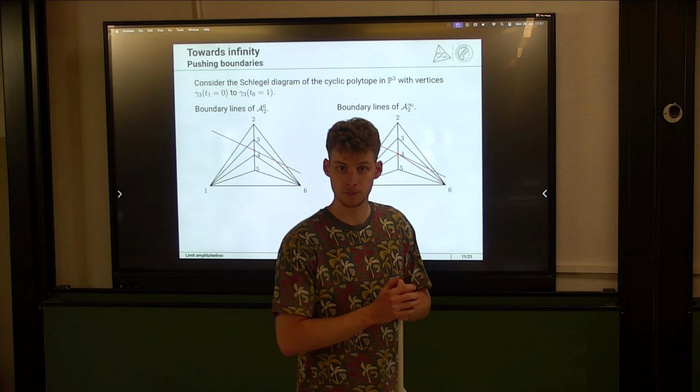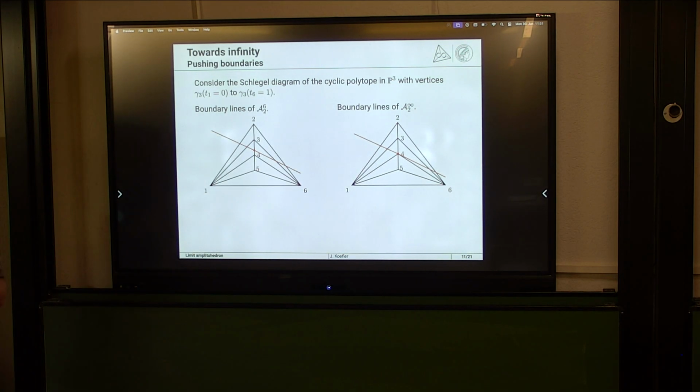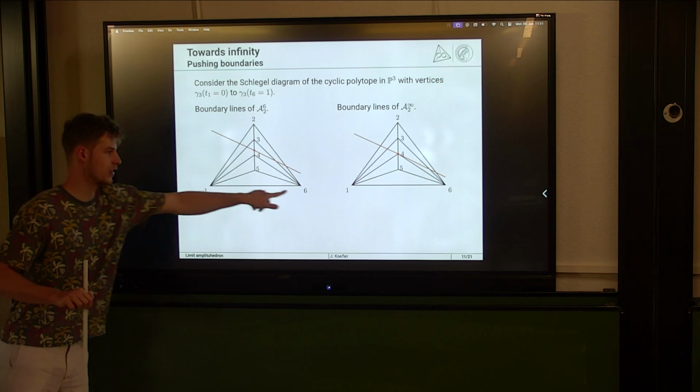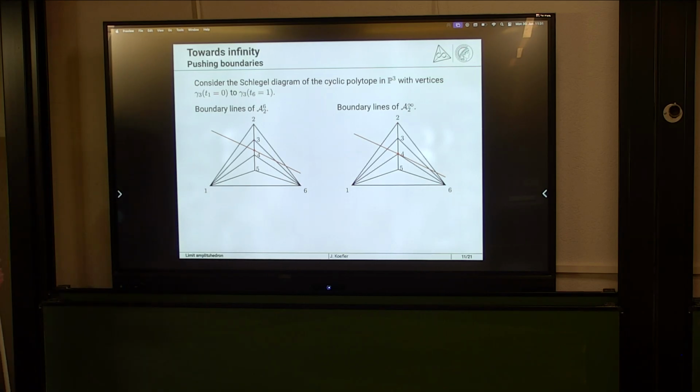Can I ask about this picture? Are those all possible boundaries, or just the ones which are 1, 6, i plus 1? No, again, I don't think these are all possible boundaries. Yeah, so right here, the bracket 1, 6, this one is again different. Yes.